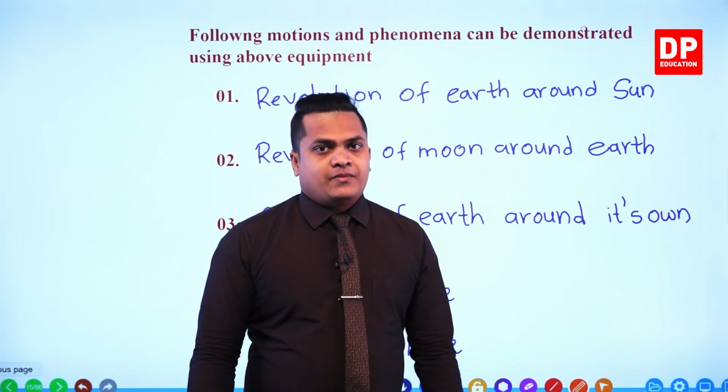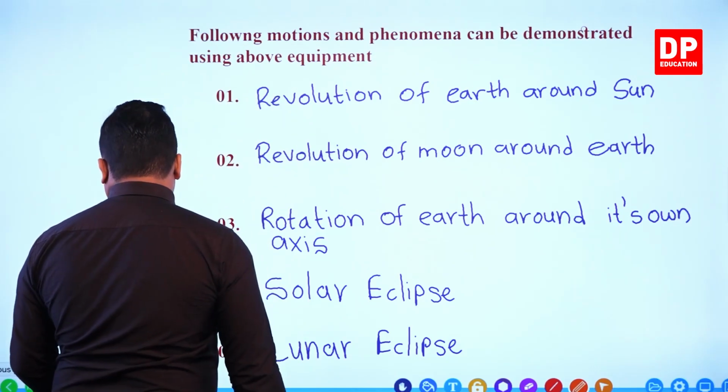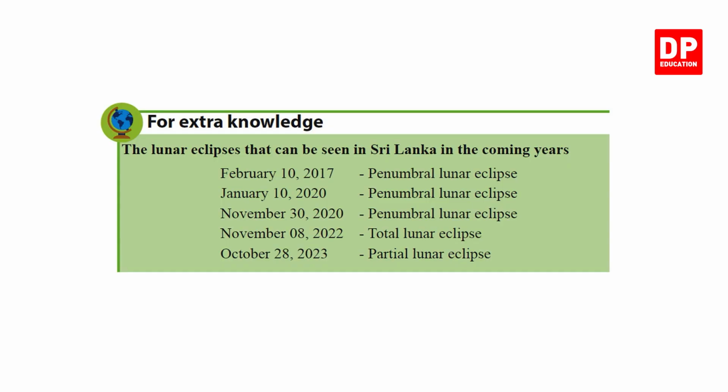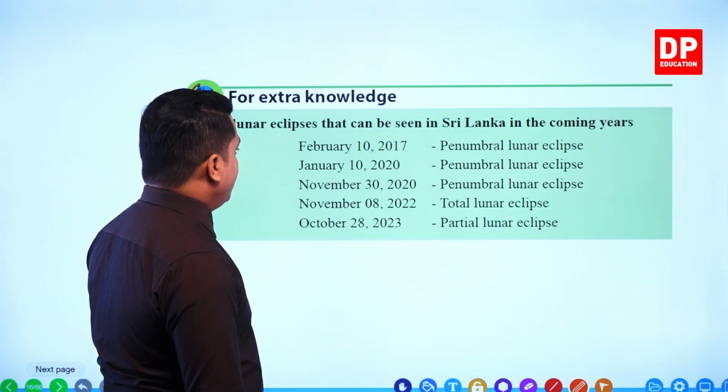So these are the 5 main incidents. So let's head on to see what are the other contents in the lesson. Right. So for your extra knowledge, you are given certain things, my dear children. The lunar eclipses that can be seen in Sri Lanka in the upcoming years. So in the upcoming years, what are the lunar eclipses that can be observed?